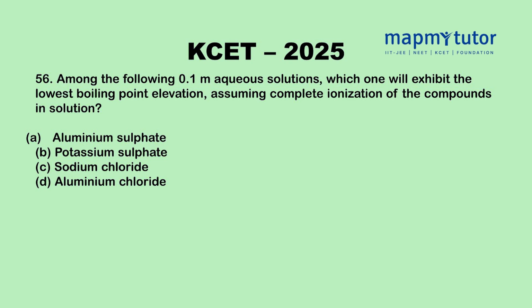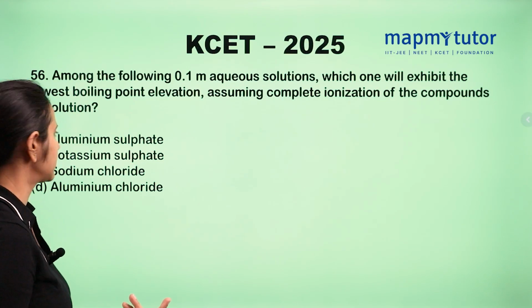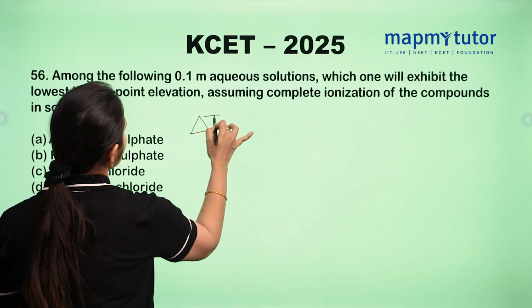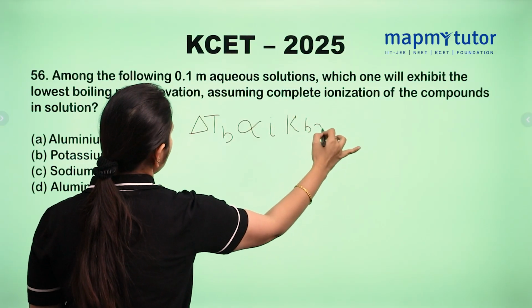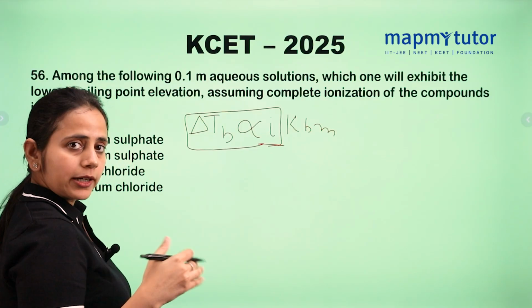Among the following 0.1 molar aqueous solutions, which one will exhibit the lowest boiling point elevation, assuming complete ionization of the compound in solution? So we are assuming that it will completely ionize. Here the formula for elevation in boiling point is delta TB directly proportional to i kB m. Here we see that delta TB is directly proportional to i.